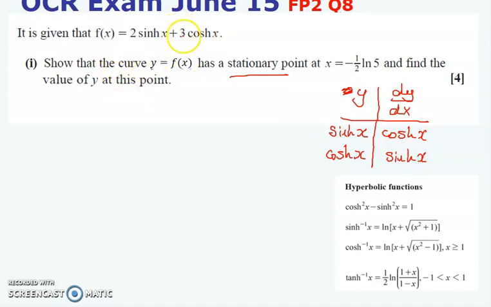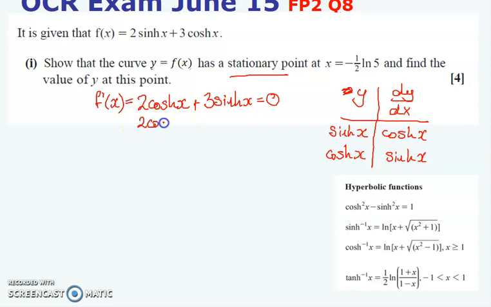So it says, it's given that f of x is this, find its stationary point. So I'll do that for you now. We do that by differentiation, dy by dx, or f dash of x in this case. It says 2 sine, so that becomes 2 cos. And it says 3 cos, so that becomes 3 sine. And you should remember that you find stationary points by setting f dash equal to 0. That's the trick. So I've got to solve this equation if I'm going to find where the stationary point is.